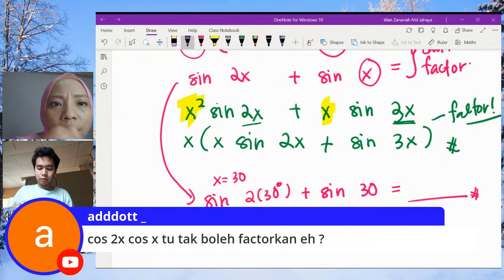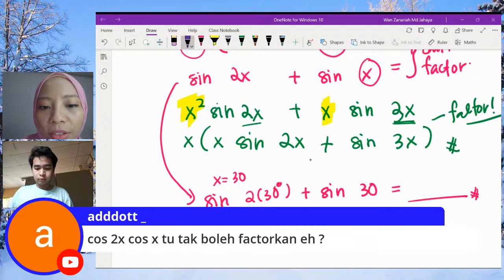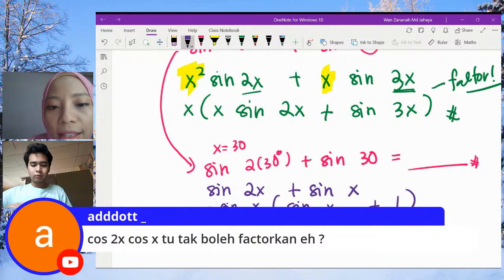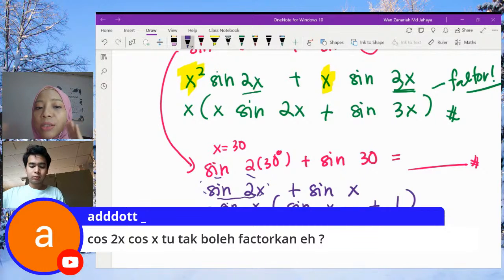Okay, katakanlah tadi you nak factor sin 2x, you nak factor apa? You nak factor sin x? Okay, katakanlah you nak factor sin x ni jadi sin x. Ini jadi apa? Kalau you factor ini pun salah, ini pun salah. Ini dia tak jadi sin 2x. Kalau factor ini dia jadi sin square. Sin tu ada 2. So apa yang you nak factor?